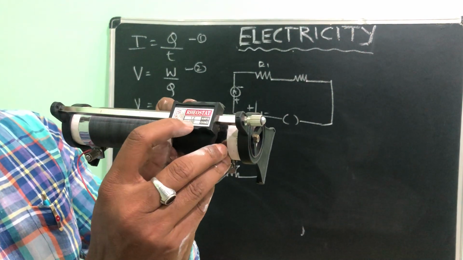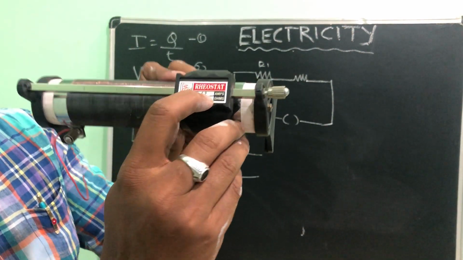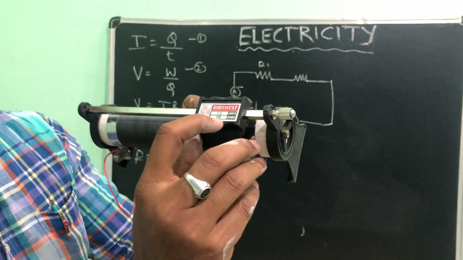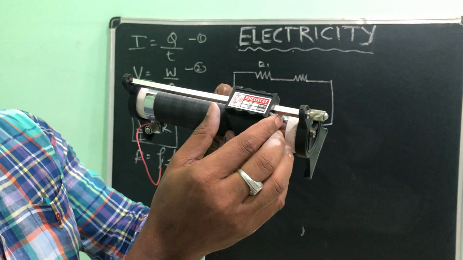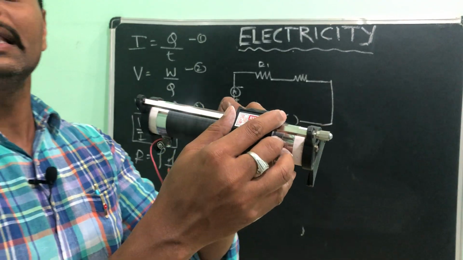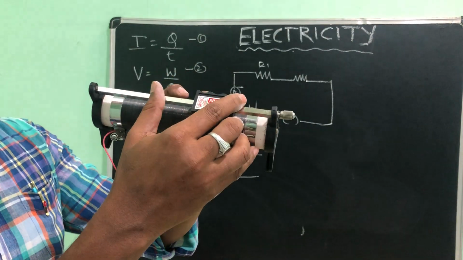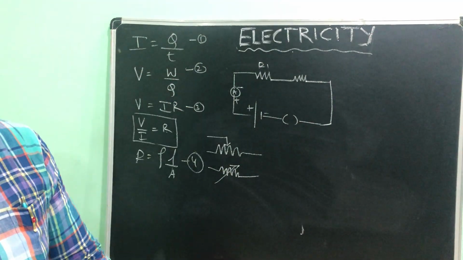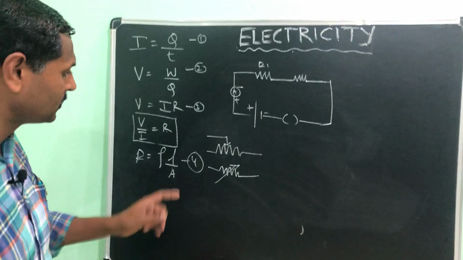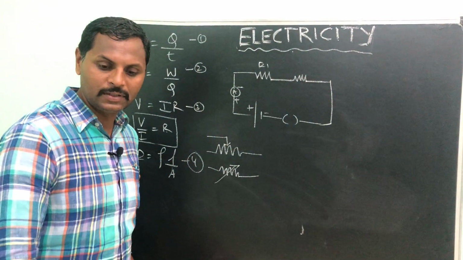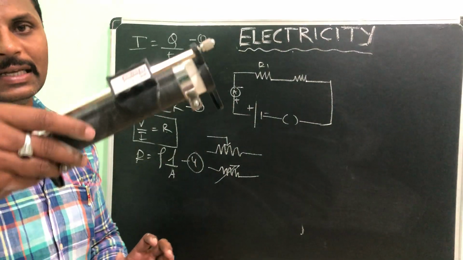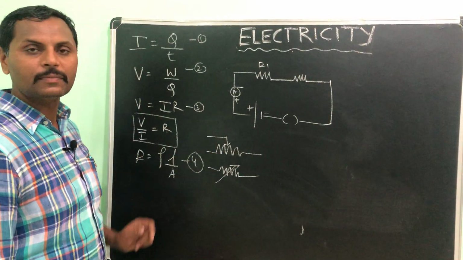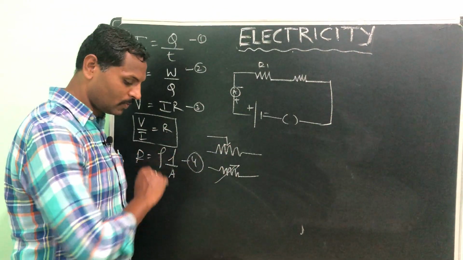Here the resistance is mentioned as 1.2 ohms to 100 ohms. So you can vary the resistance here from 1.2 ohms to 100 ohms. You can simply vary the resistance, and this variable resistance is also called a rheostat. This is a rheostat. Understood? The symbol for the variable resistance is this one only.